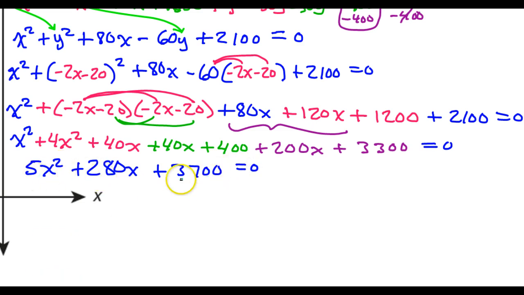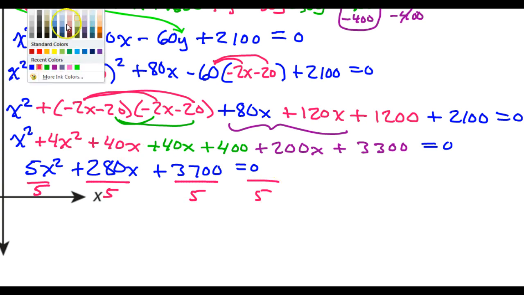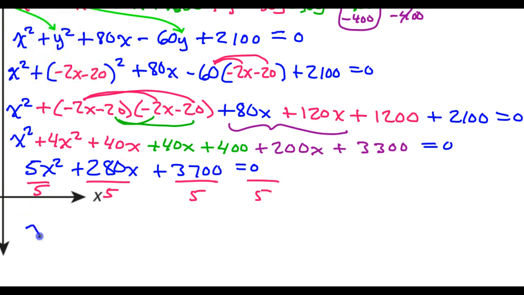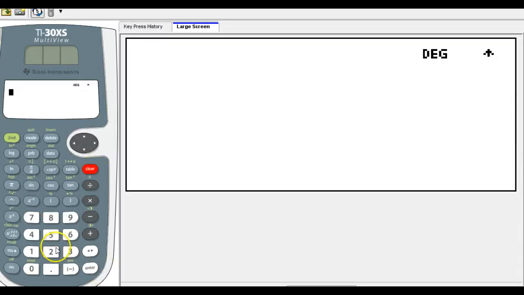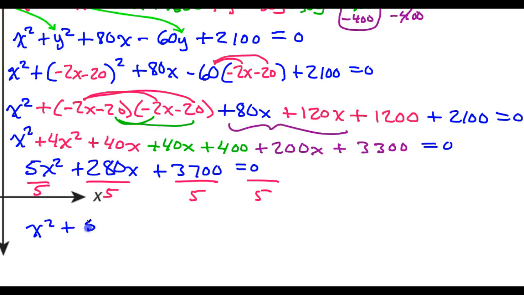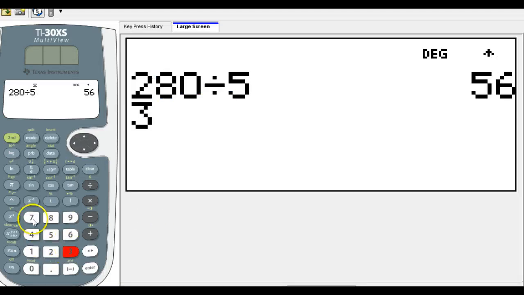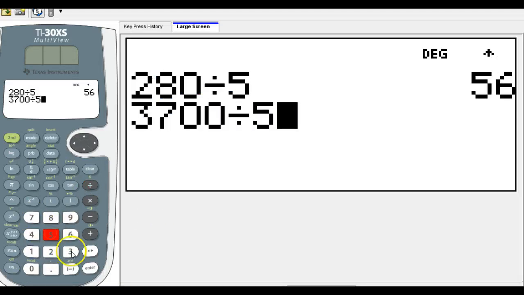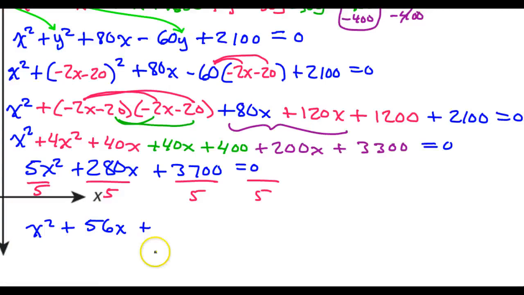Notice that all of these are divisible by 5. So why not make your life easier by dividing all of these by 5? That's going to give us x squared plus 56x plus 740.